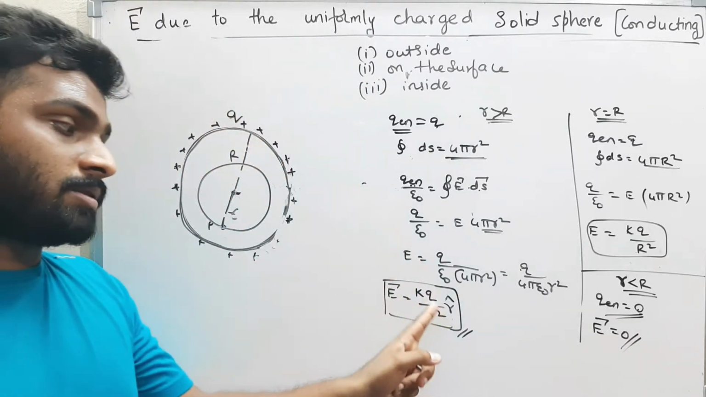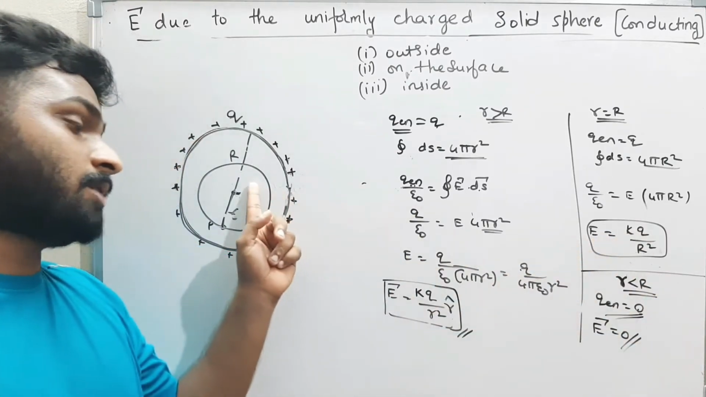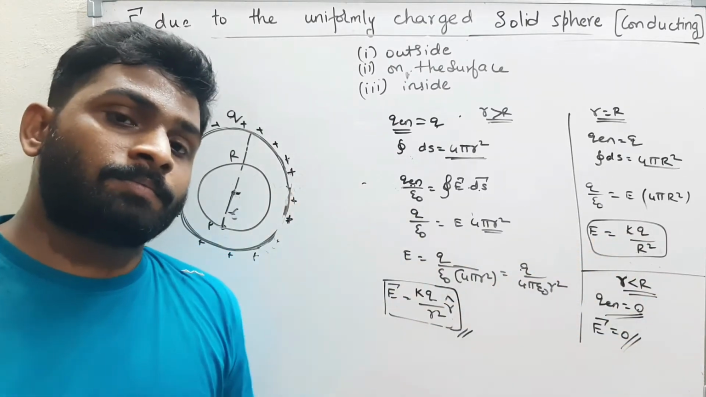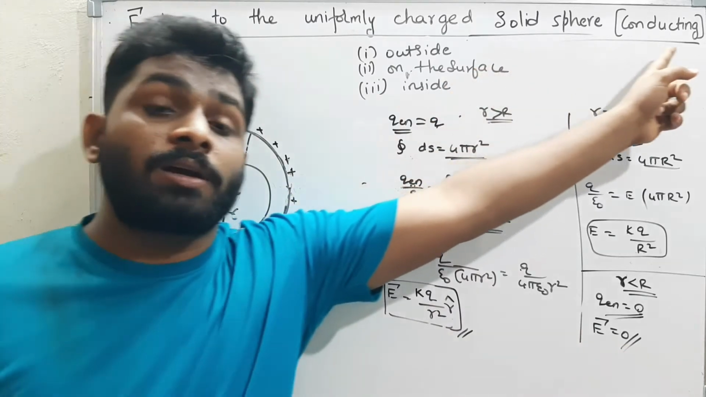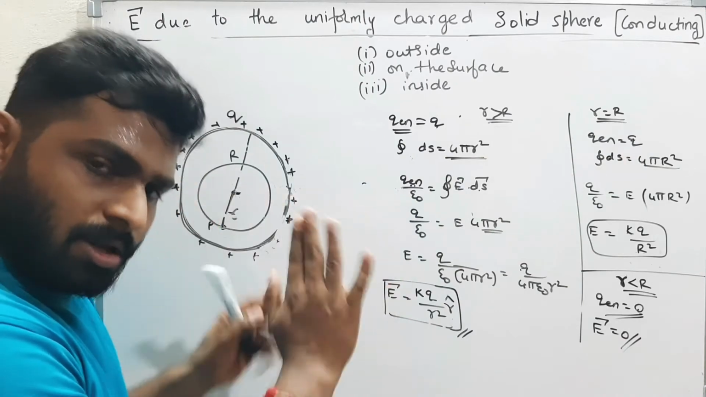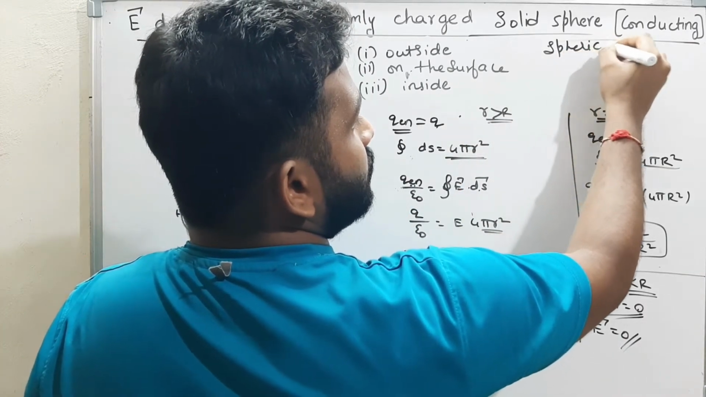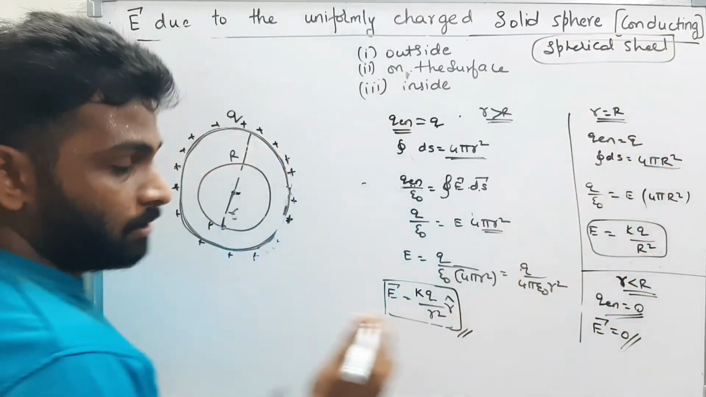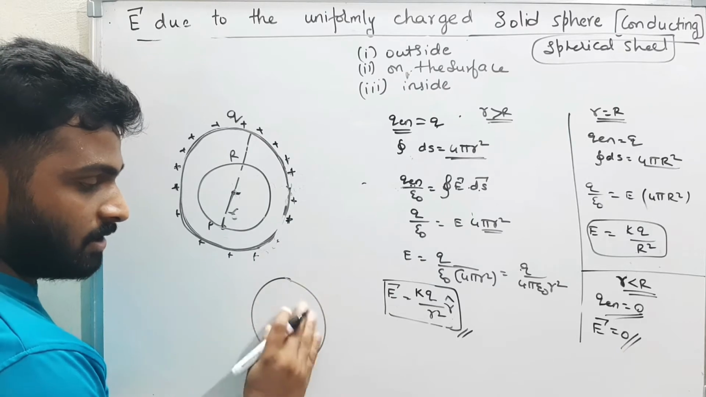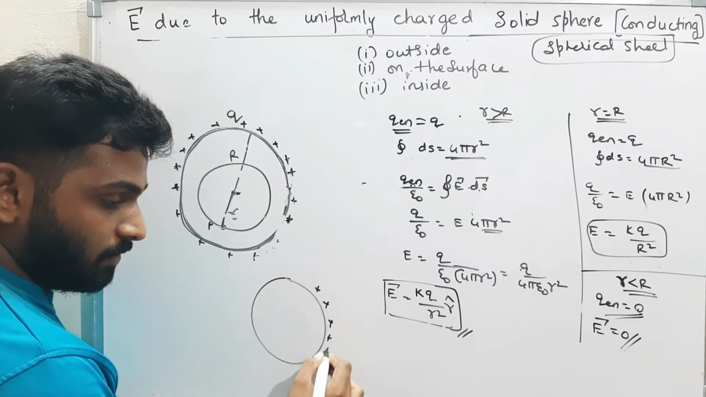Outside, the electric field is KQ by small r square. On the surface, KQ by capital R square. And inside, the electric field is 0. I think this is clear. This is a solid sphere and it is conducting. The same thing holds for a spherical shell. Even for a spherical shell, the charges will be like this. Inside there is nothing, because for a spherical shell, the charge will be only on the surface.